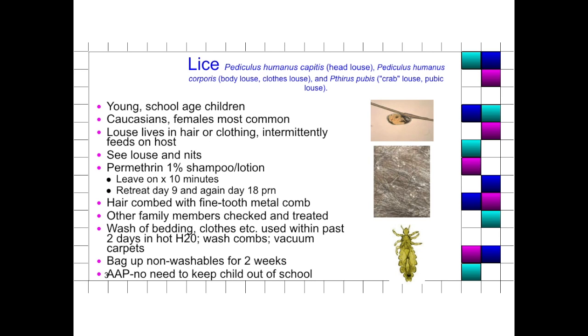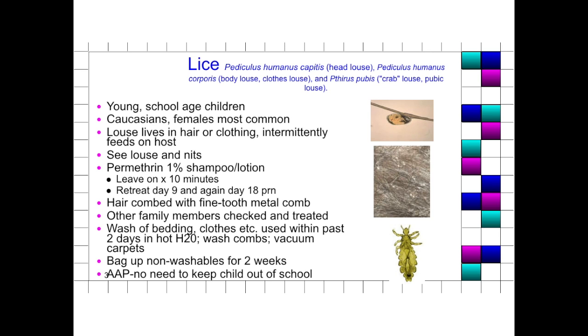Now we're going to talk about lice. And you're probably going to start scratching as I talk about this. Lice occurs in young school-aged children primarily. It tends to be in Caucasians and in females most commonly. Why? Because these girls are sharing all the products they have, their hairbrush, their comb, their barrettes, their headbands, whatever. A louse can live in the hair or on clothing, and it intermittently feeds on the host. You can see these little guys clinging right on that piece of hair, and you literally can see the louse and the nits.